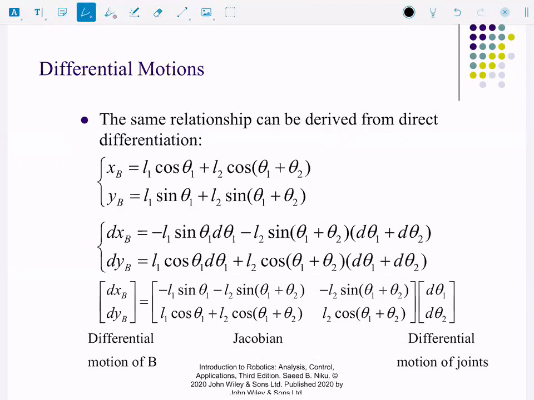And then when you take the derivative, please understand that the derivative of L1 cosine theta 1 becomes minus L1 sine theta 1 multiplied by the derivative of theta 1, which is d theta 1. I extend the same thing, but then I will have to use the chain rule. And once I plug these values in, on the left hand side, I have the differential motion of B, I have the differential motion of the joints, and I have the Jacobian.